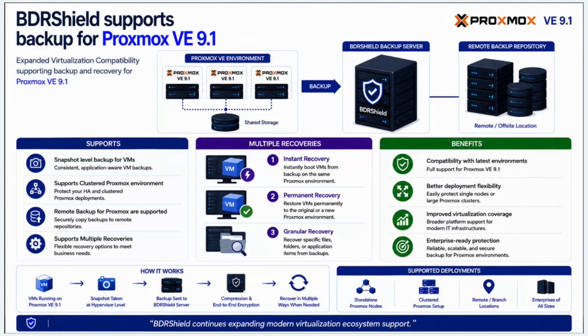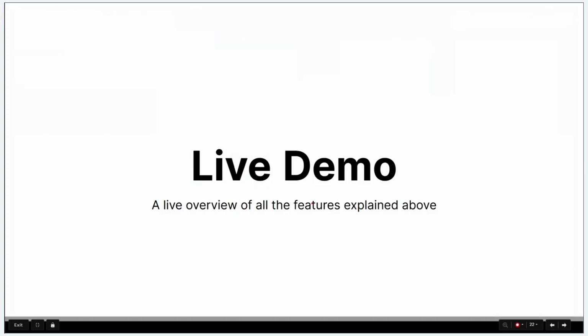Previously we were supporting the Proxmox environment. Clustered support for Proxmox came in a previous release. Now the version 9.1 support for Proxmox has added more advantages, and you can write this backup data to multiple storage locations. There's no limitation on that. So that is something that is being added here. Okay, so these are the major features that have been released in the BDRShield.